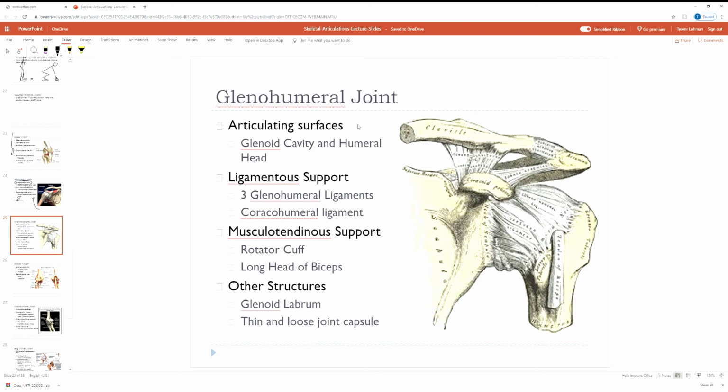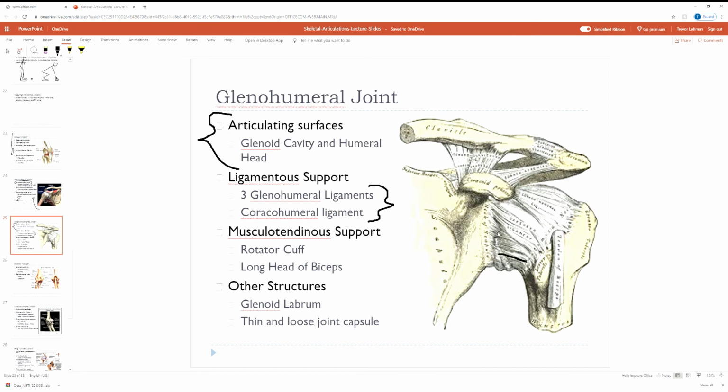Continuing here, we already talked about the articular surfaces. They're somewhat congruent. They're not nearly as congruent as the hip. If you look at the glenoid fossa, it's relatively small compared to this large humeral head, but nonetheless it's fairly congruent. It fits together well. The shoulder benefits from a ton of ligamentous support.